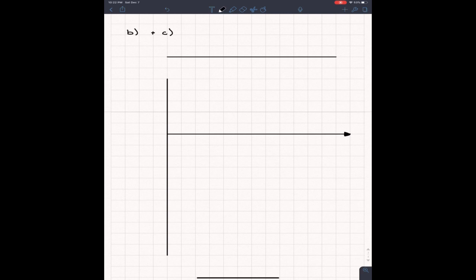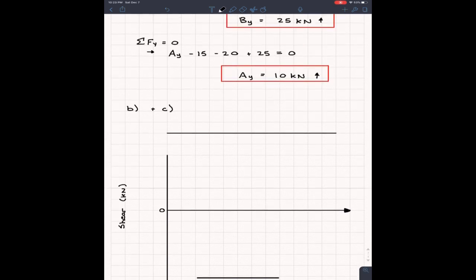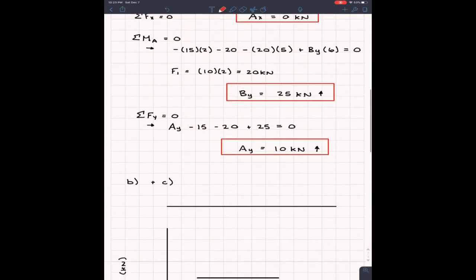So this is going to be our shear. And I won't get to moment yet because we're going to get to moment when we get to moment. So this is going to be 0, and this is going to be our shear in kilonewtons. And I'll show you guys exactly what I was talking about with the free body diagrams I was discussing above.